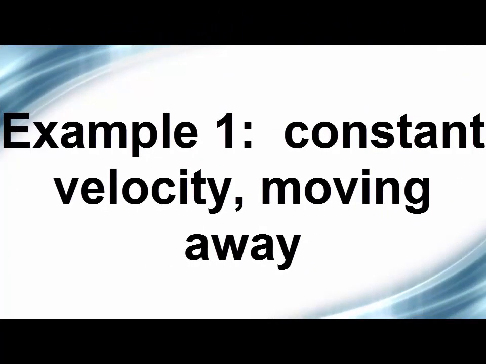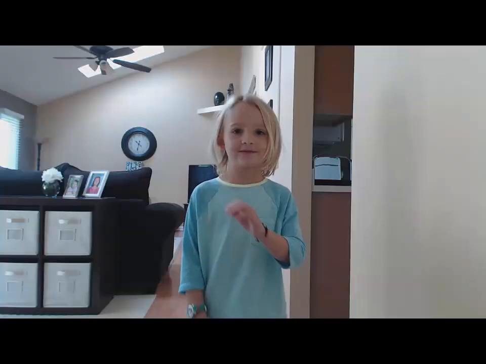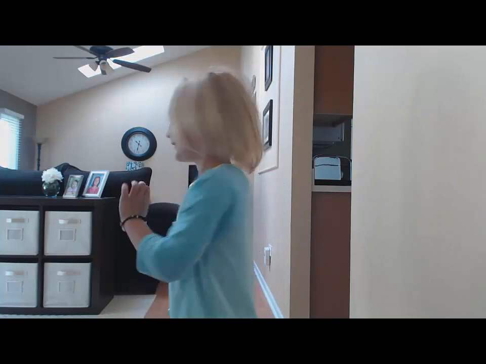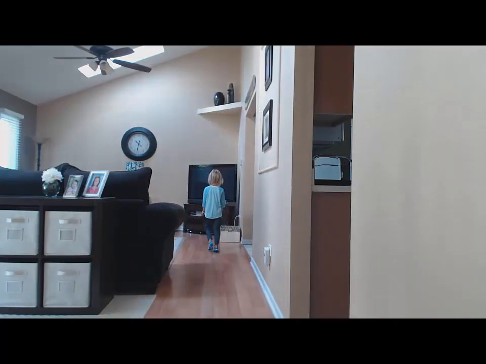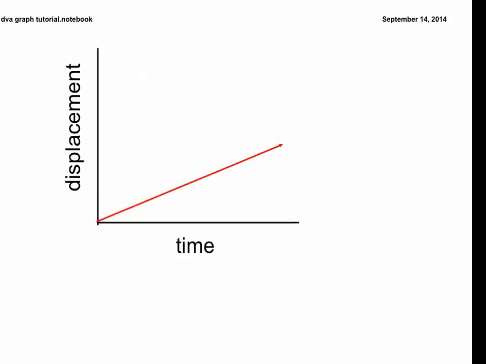The first example we're going to look at is a constant velocity moving away. For this example, take a look at a quick video of my daughter walking away from the camera. What you'll notice is that she's displacing herself away from her position at a constant rate. Let's take a look at this displacement time graph and think about velocity. So again, as time goes on, we are moving away from a position.